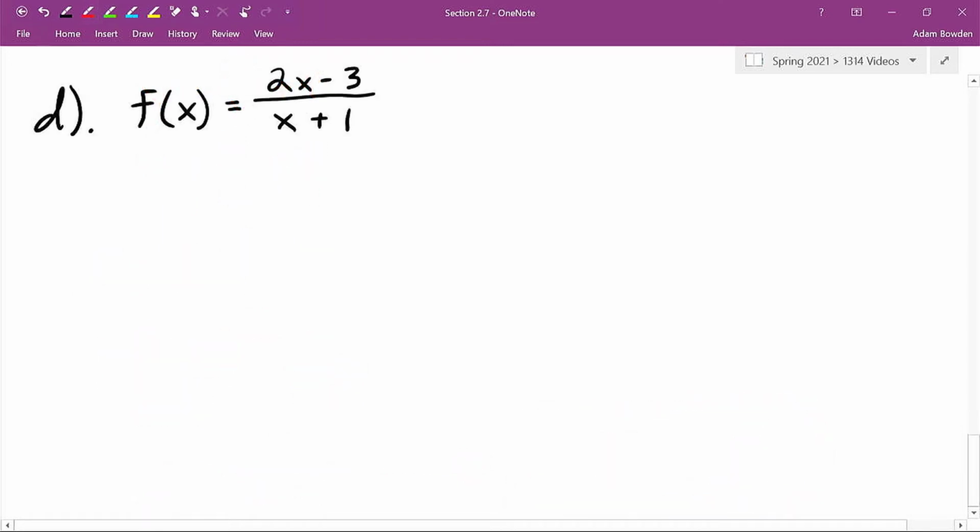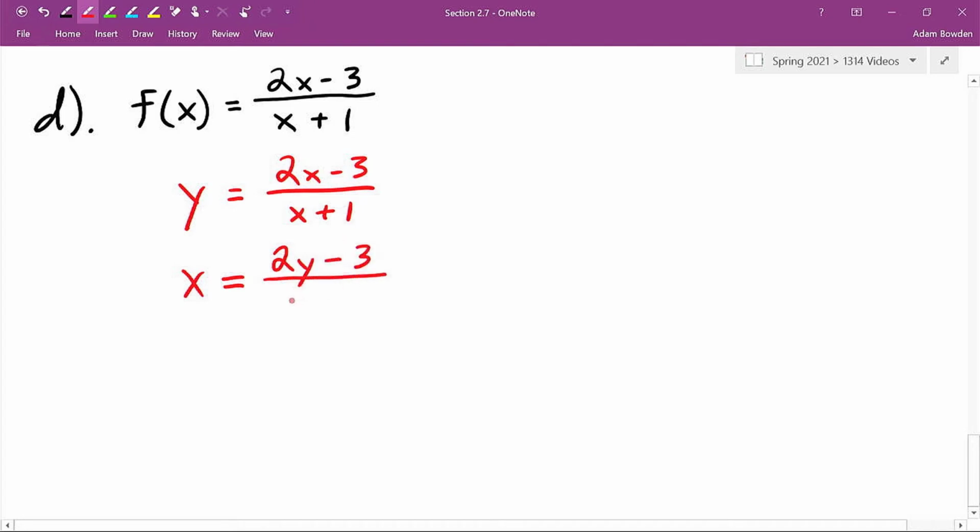On this one, f of x is equal to (2x minus 3) over (x plus 1). So first things first, let's write it as y equals. Trying to find the inverse, so we need to swap x and y. So now the x will turn into the y. All the x's will turn into y, so it'll be (2y minus 3) over (y plus 1). So it's a little bit more complicated.